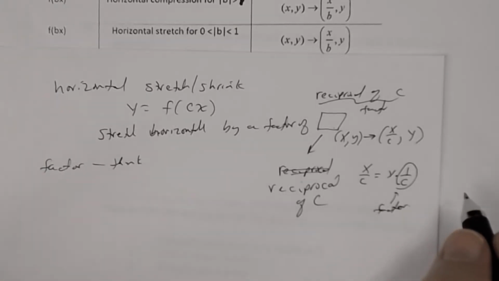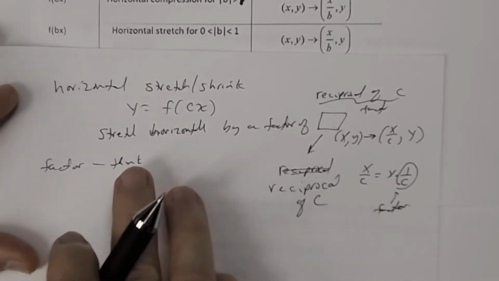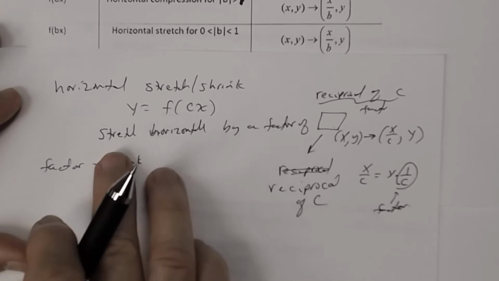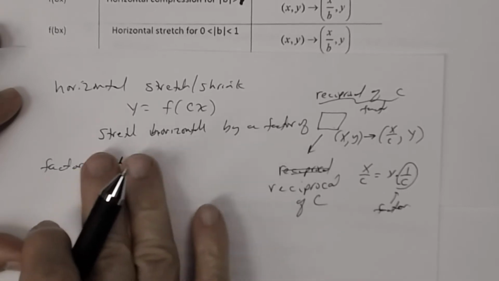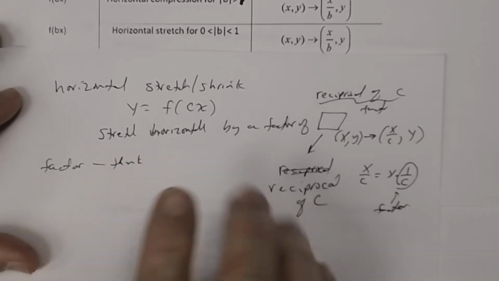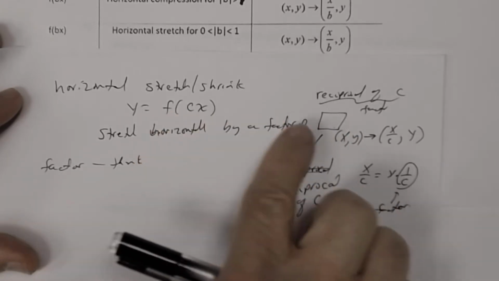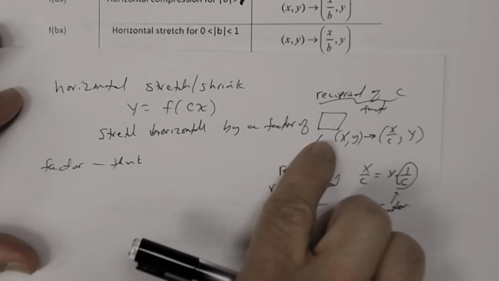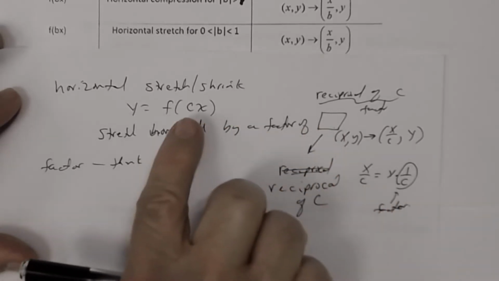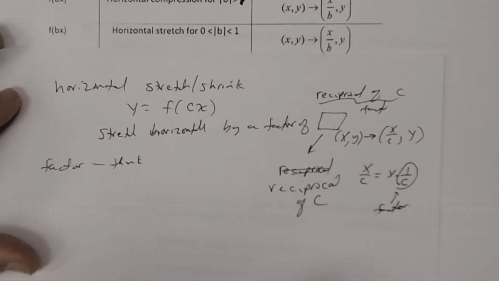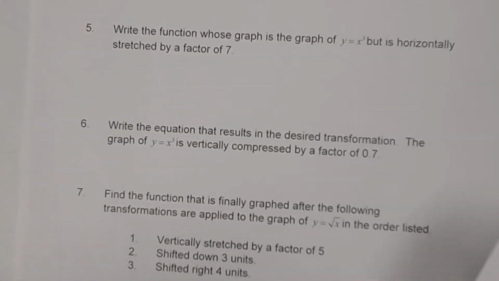That is a very difficult one to get. But remember, when you talk about stretch or shrink horizontally by a factor of, that is not c. That is not what you're multiplying x by. That's the reciprocal of c. Okay? All right.